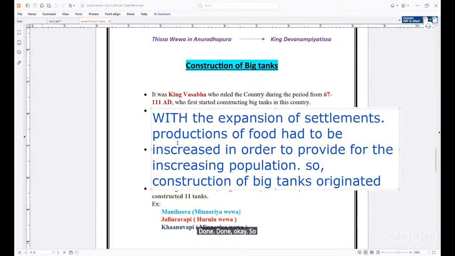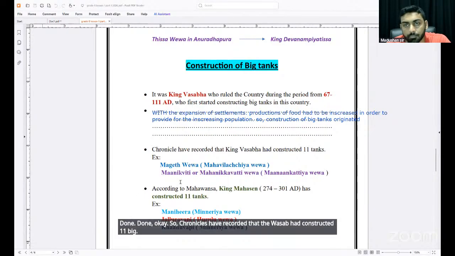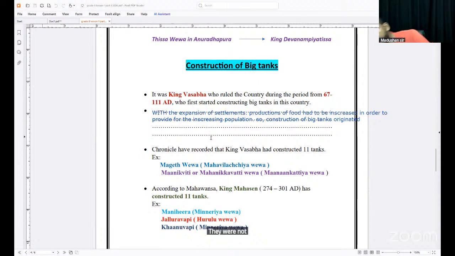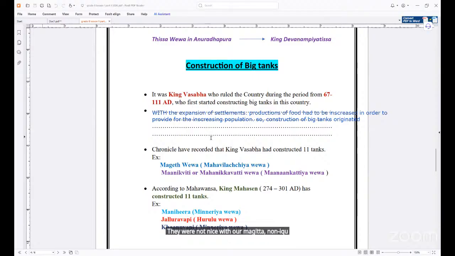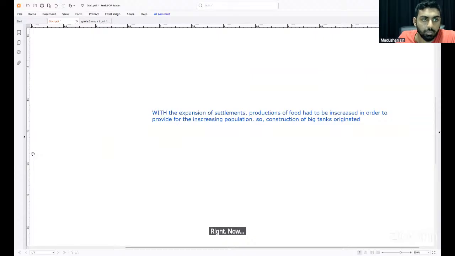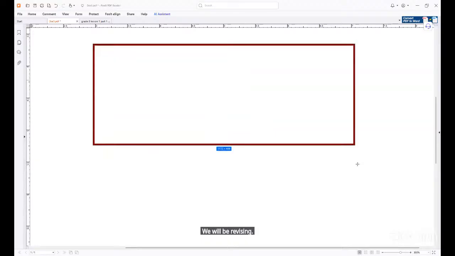So, chronicles have recorded that King Vasabha had constructed 11 big tanks. They were known as the Magetawa, Manikwiti, or Mahanikavati Vava. Right. Now, we will be revising.